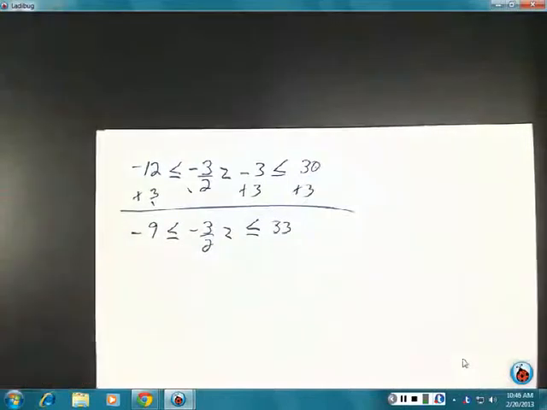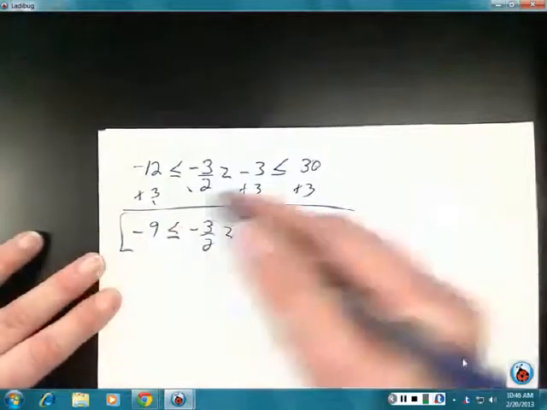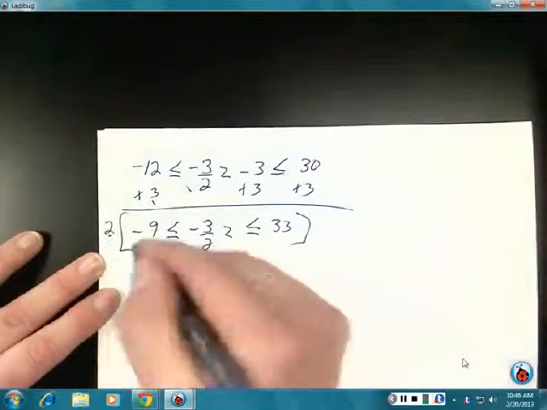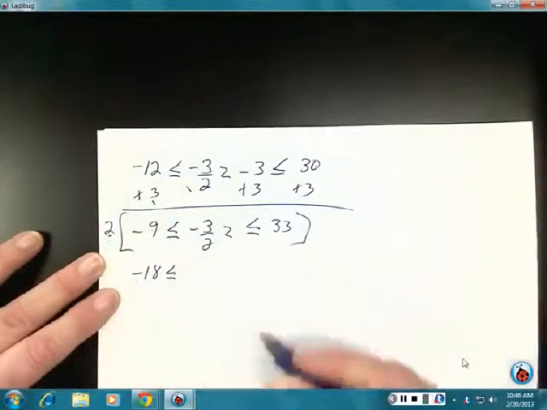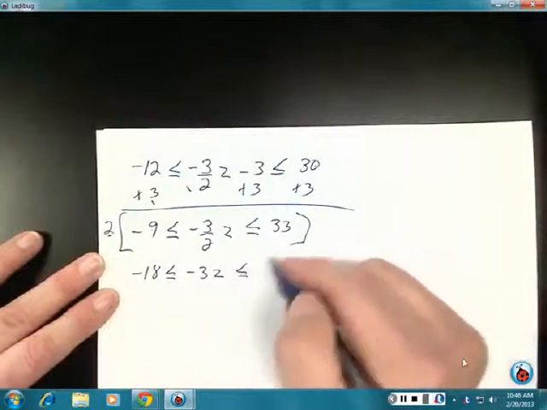Okay. Now I would clear out my 2. So how do I get rid of my 2? Multiply everybody in here by 2. 2 times a negative 9 is a negative 18. Negative 3z and 2 times 33? 66. We okay so far?